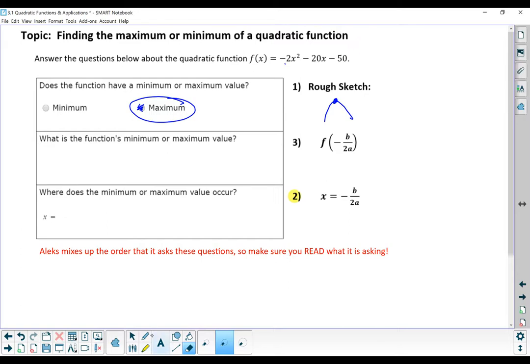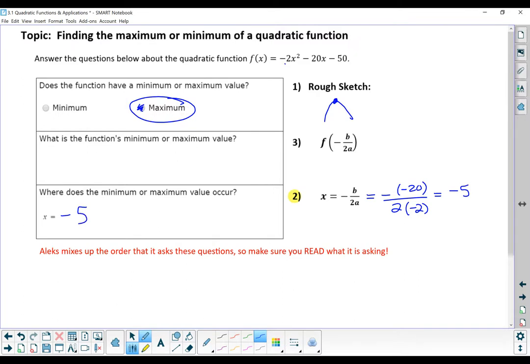Regardless of what order Alex asks the question, you want to find the x value next. So even though it's at the bottom, I'm going to go to this one now. I'm going to use the axis of symmetry here. Negative 20 over 2 times negative 2. And that is positive 20 divided by negative 4. So that's negative 5. So that's the x value where the maximum occurs.